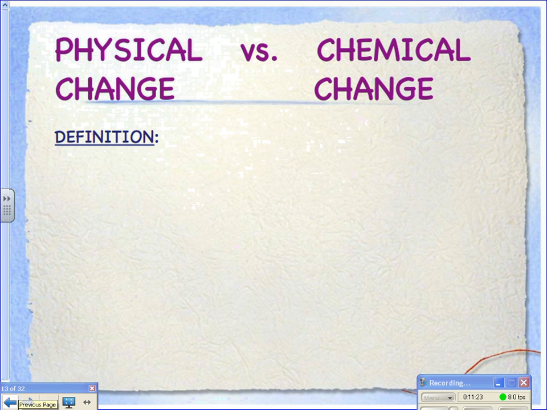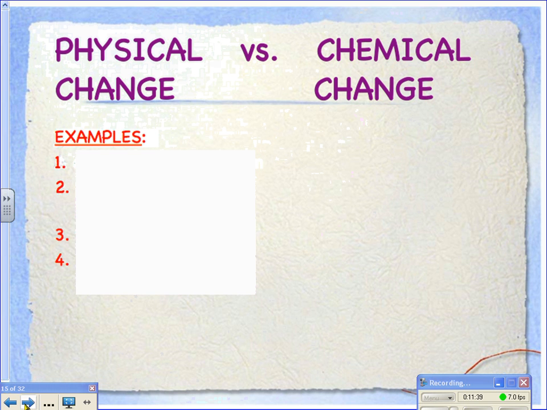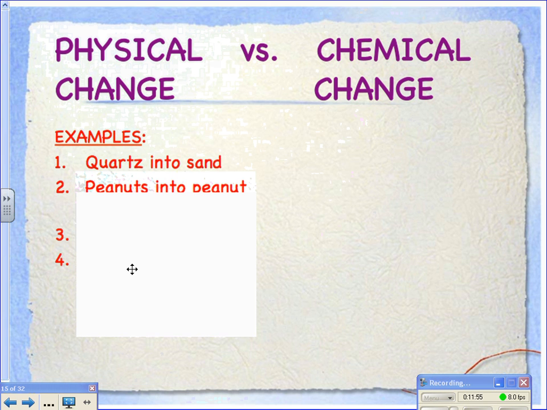Okay, now we're on to physical and chemical changes. Definition of a physical change: a change in physical form or properties of a substance without changing its composition. So here are some examples. Quartz into sand. Wave action on the oceans, shores, or large lake shores pounds the rock structure into smaller and smaller bits, creating sand.